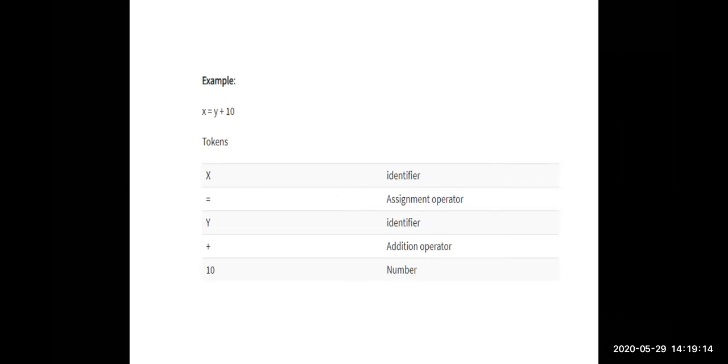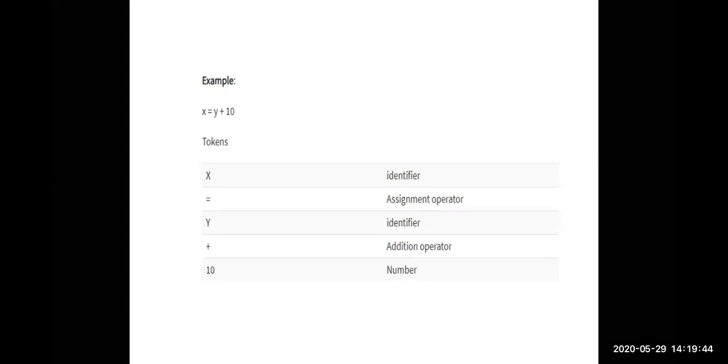Clear? For example, if the same line is like this, x is equal to y 10 plus. If I write x is equal to y 10 plus, then it will verify, and since it is not according to the grammatical rules of the programming language, C language will not accept that one. The languages will not accept the format x is equal to y 10 plus. We have to write x is equal to y plus 10 only.